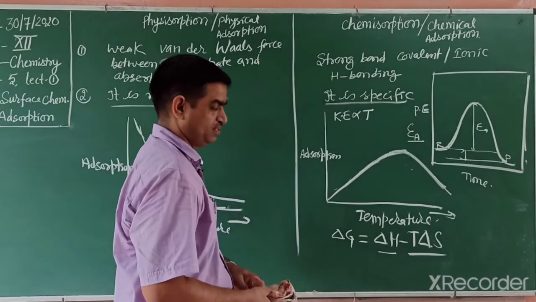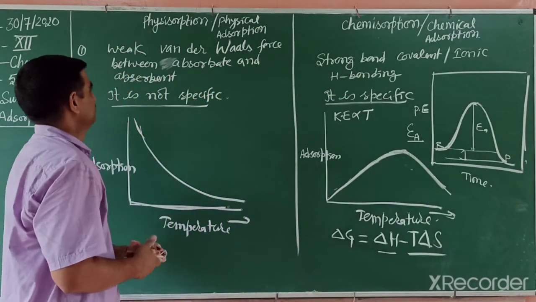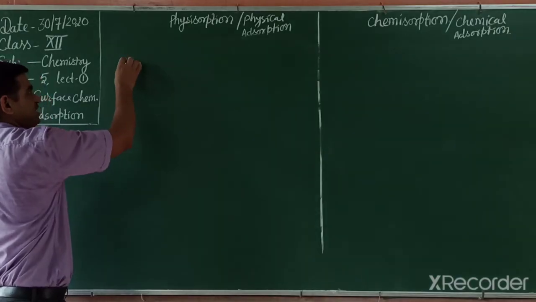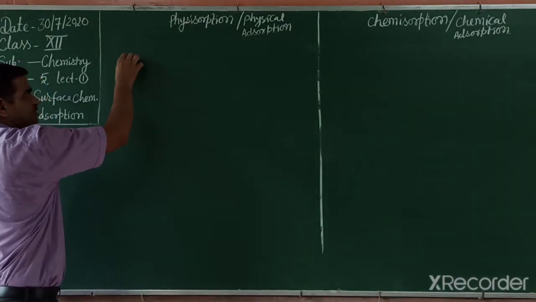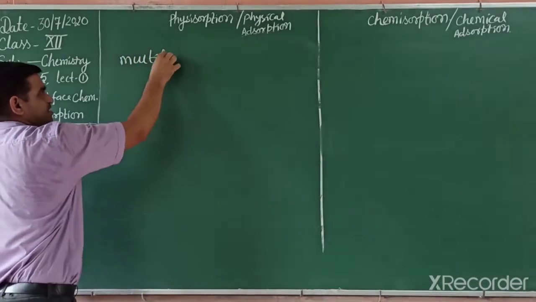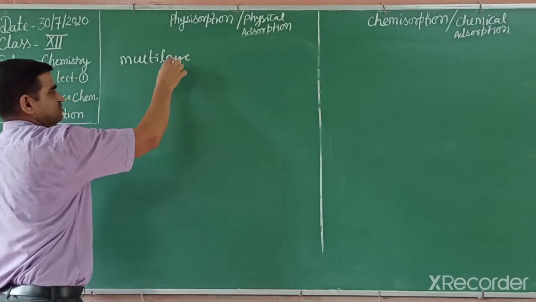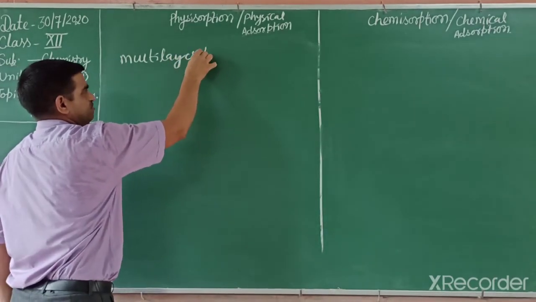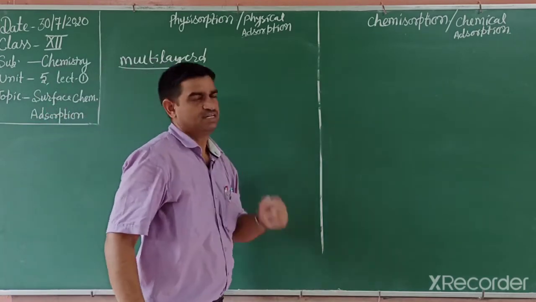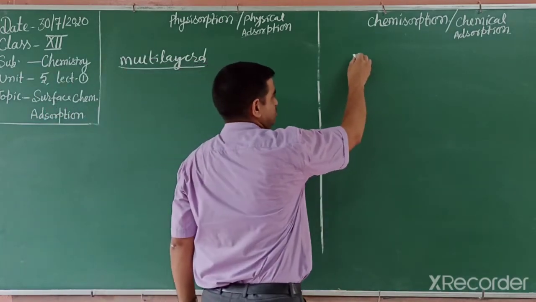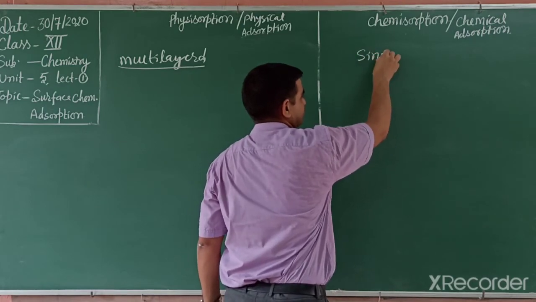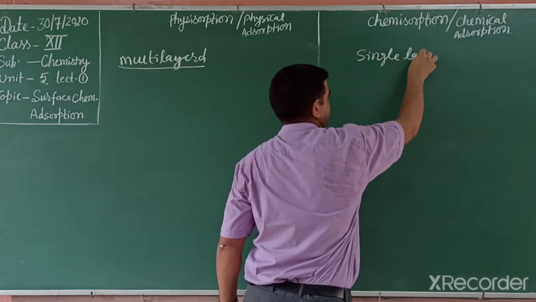Physisorption and chemisorption: one more difference I write here. Multilayered. Physisorption is multilayered. Students, this is a very main difference. And chemisorption is unilayered, or single layered.